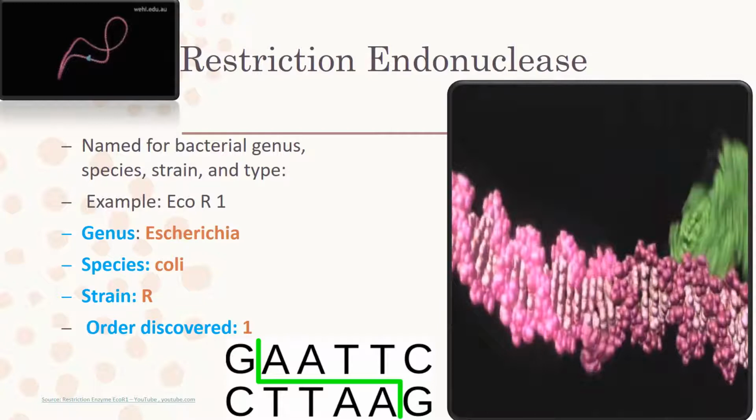For example, if we take the E. coli RY13 strain, the first letter from Escherichia coli is E. The second and third letters of the species are CO, and the first letter of the strain is R. Here, the Roman numeral 1 is given to the enzyme because it was the first enzyme to be discovered.